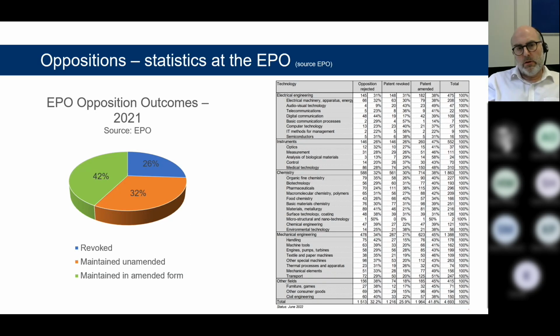A few statistics on oppositions. This slide shows the current statistics for the European Patent Office oppositions, and also for the various technologies on the right there. Now, interestingly, you'll see that around 68% of oppositions are at least partially successful. So 26% of oppositions resulted in revocation of that patent, and a further 42% resulted in narrowing of the claims after grant. So I don't know about you, but I like those odds.